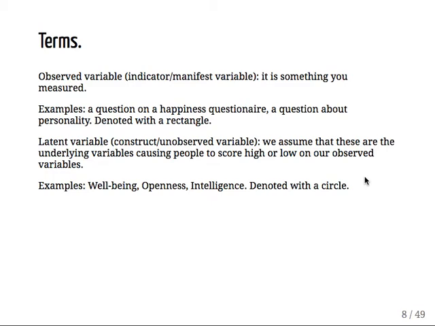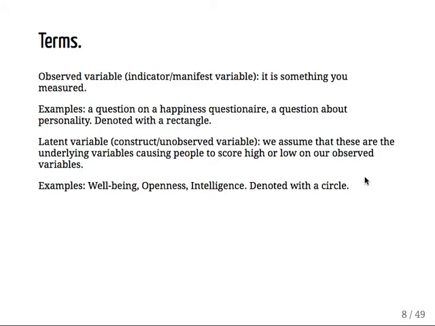Then we have the latent variable. So this is the unobserved or the construct or the personality dimension or whatever dimension you want to call it. We assume that these are the underlying variables causing people to respond in a certain way. They're answering that they like going to parties because they score high on extroversion. So these are the things causing, so to speak. So that's also why people tend to use causal modeling as a term. They tend to cause people's responses on certain items. And so they're the things we haven't observed, like, for example, intelligence, openness, well-being. So they're the labels which we attach to these causal dimensions.